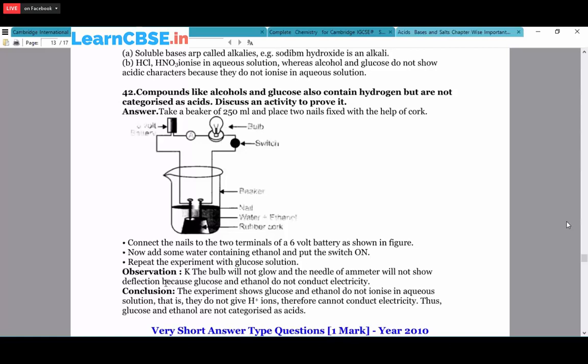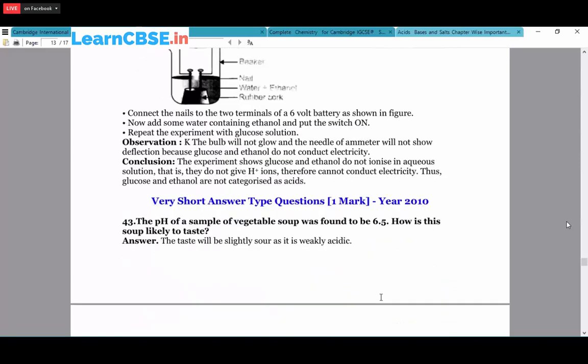Okay. Now the observation: the bulb will not glow and the needle of the ammeter will not show any deflection, because glucose and ethanol do not conduct electricity. So the conclusion is that the experiment shows glucose and ethanol do not ionize in aqueous solution. It means that they do not give any H+ ions. Therefore they do not conduct electricity. So that's why they are not characterized in the category of acids.